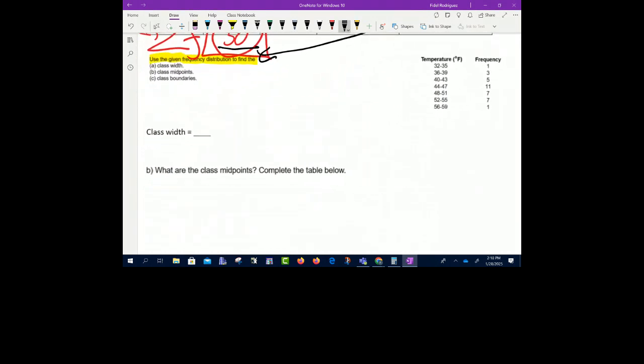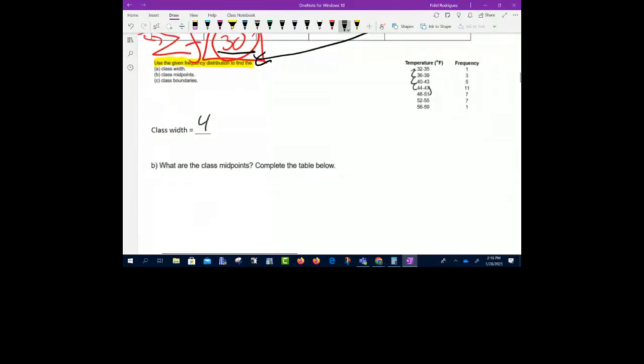Okay, so let's take a look and see if we can figure out this one. It's telling me to use the given frequency distribution to find the class width. The way we find the class width is we find the difference between any of those numbers, from here to here, or from there to there. So 36 minus 32, anybody know? 4, right? Boom, there's my class width.